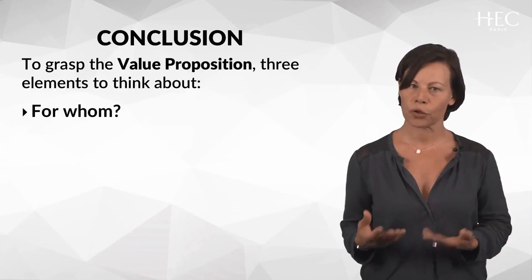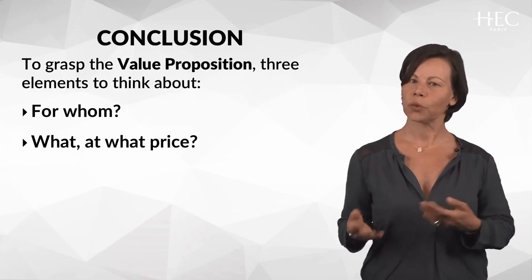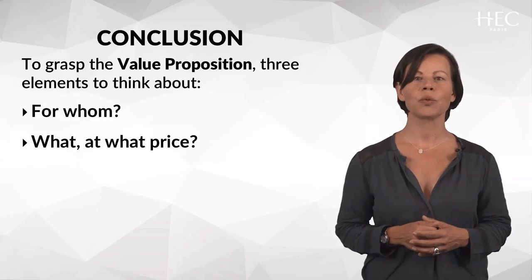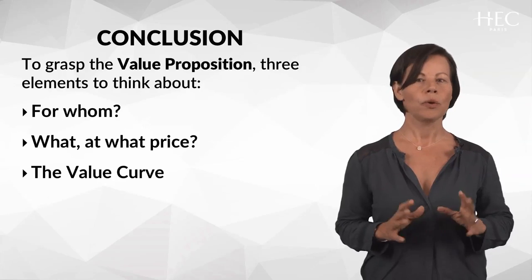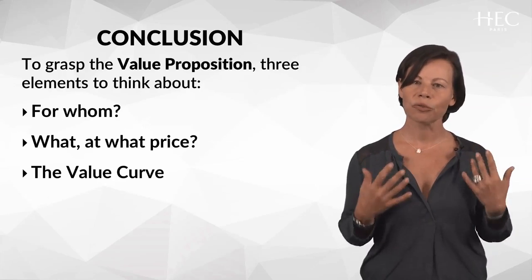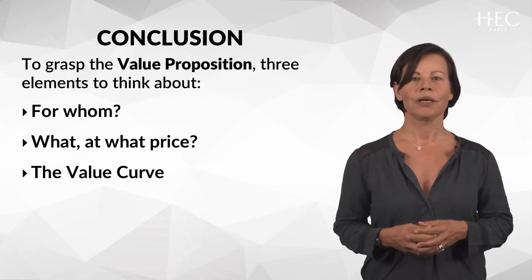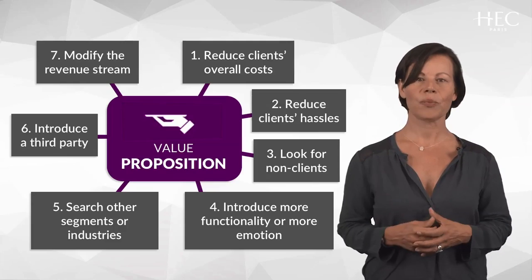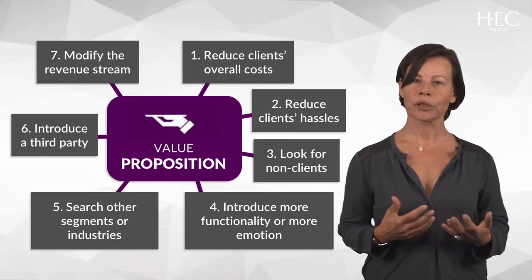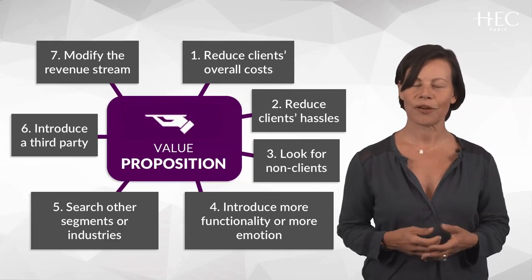So as a conclusion for today, when we want to fully describe a value proposition, we should describe for whom, what, at what price, and detail this value proposition with a value curve. With all these elements at hand, we can really get the full picture. We are now finished with our discussion about the value proposition, and we will continue soon with a discussion about the value architecture.